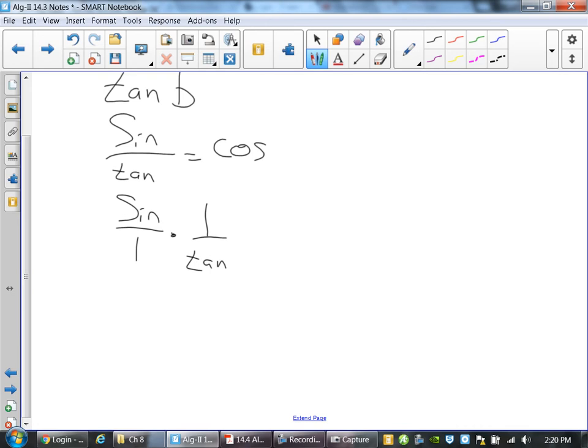All right? Guys, come on. What does 1 over tangent mean? Cotangent. Very good. What is cotangent in terms of sines and cosines? Very good.